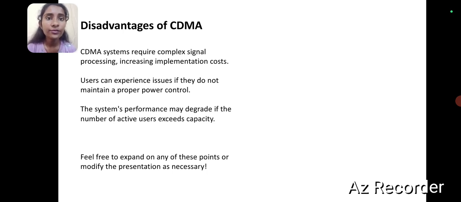Similarly, we have a few advantages and disadvantages of CDMA as well. CDMA systems require complex signal processing, increasing implementation costs. So the cost is more, and it will also require a complex type of working of the system. So yeah, these are a few advantages of TDMA, FDMA and CDMA, as well as the disadvantages.